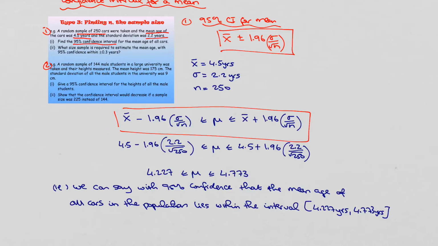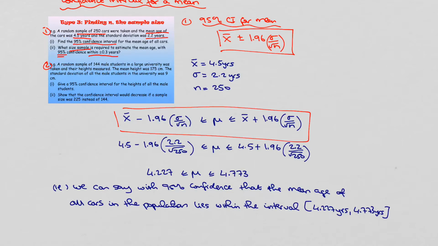And rather than just saying, we can say with a 95% confidence that the true population mean lies within the interval. Well, what is the true population mean that we're referring to? So we really want to kind of get into the nitty gritty of it from here on in, okay? So part 2 then says, well, what sample size is required to estimate the mean age within plus or minus 0.3 years. So we're looking for the sample size. We're clearly told it's a 95% confidence interval, which means that our critical value that we can use for this question is our 1.96.